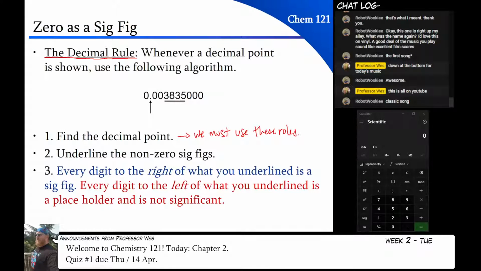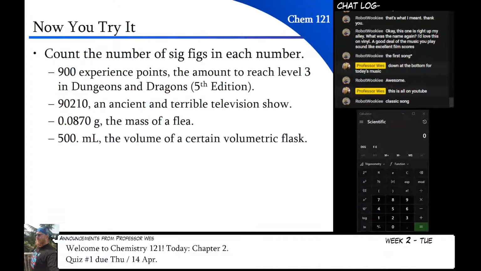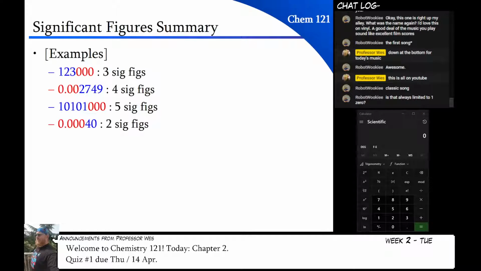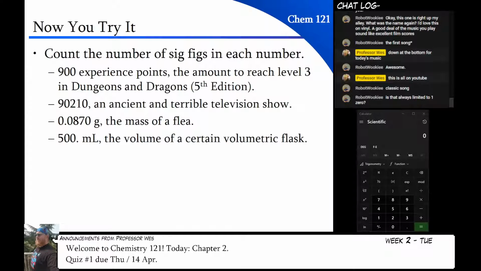All right, now that you've seen all the rules, here are more examples that you can pause the video and look at if you want another reference. I want you to tell me how many sig figs are in each of these numbers as written. I'm going to highlight the numbers that I'm intending for you to do for this example. There we go. So I want you to do these numbers: this 900, 90210, the mass of this flea, and then 500 milliliters.